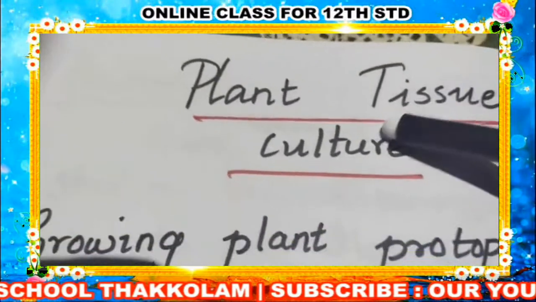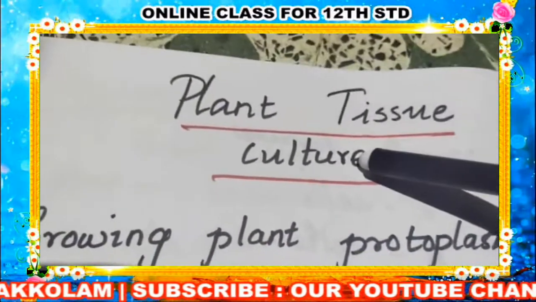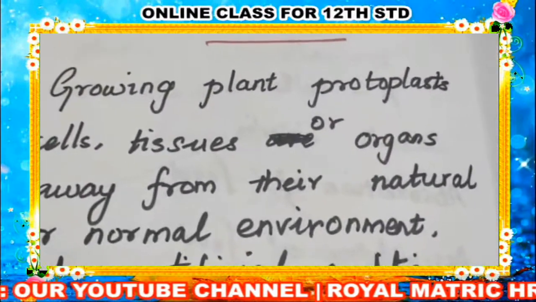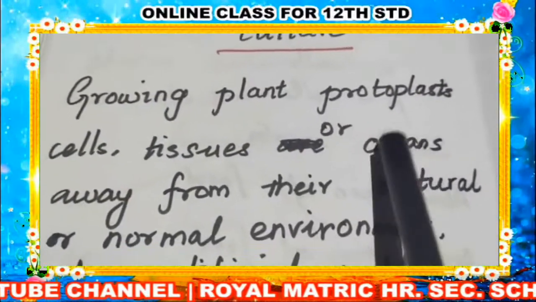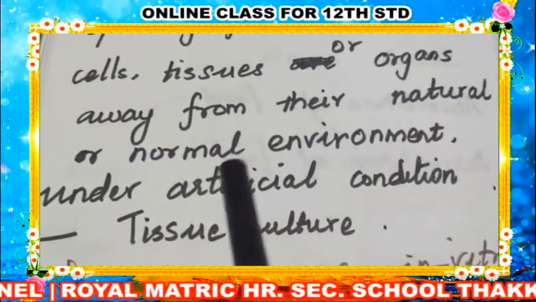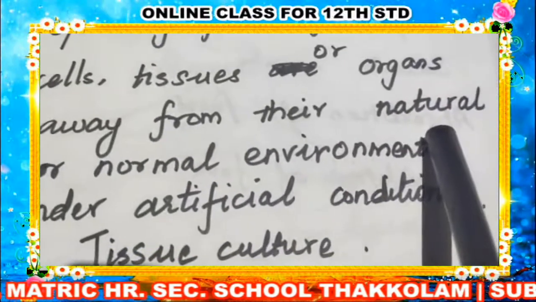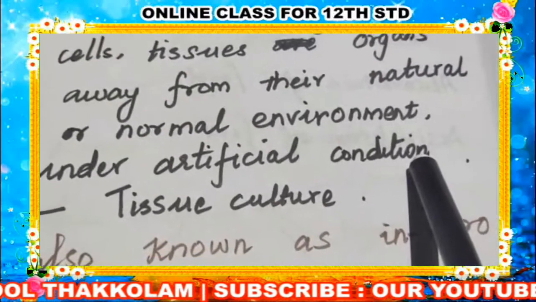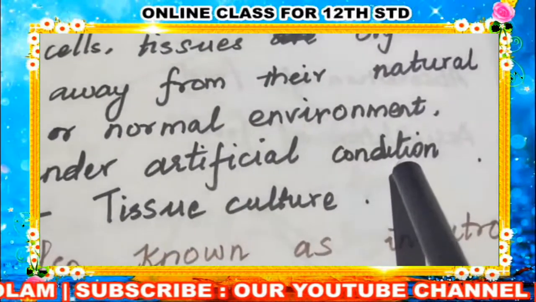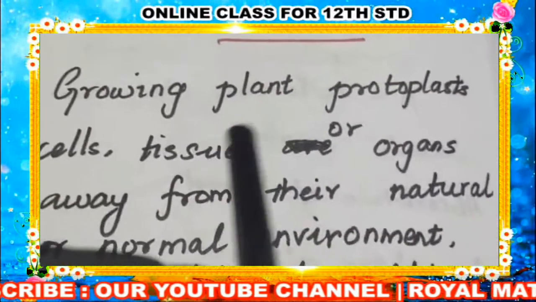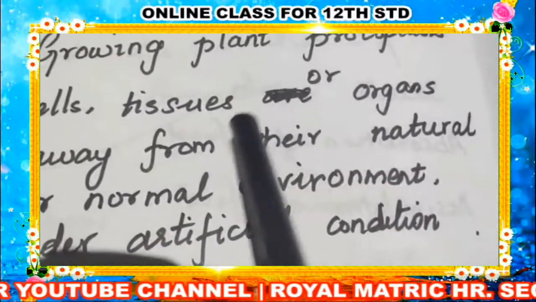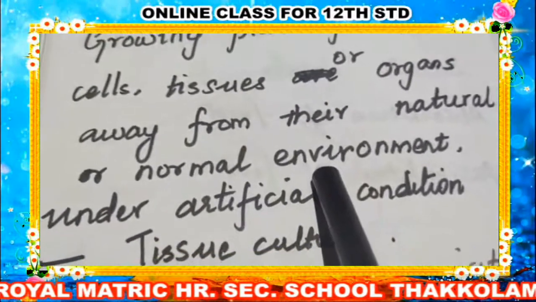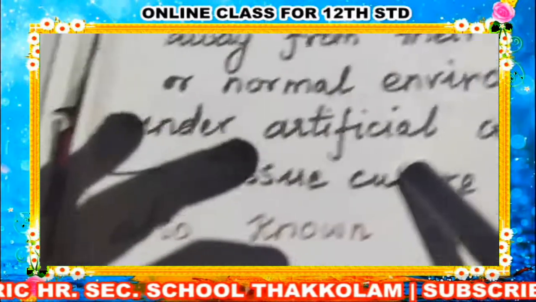Okay, so what is plant tissue culture? The definition of plant tissue culture: growing plant protoplasts, tissues or organs away from the natural or normal environment. Normally plants do not grow in that way, but here it is done in an artificial condition. That is known as tissue culture.